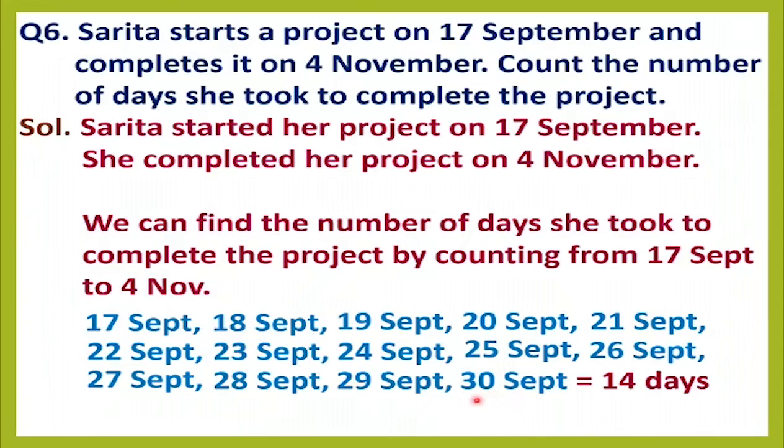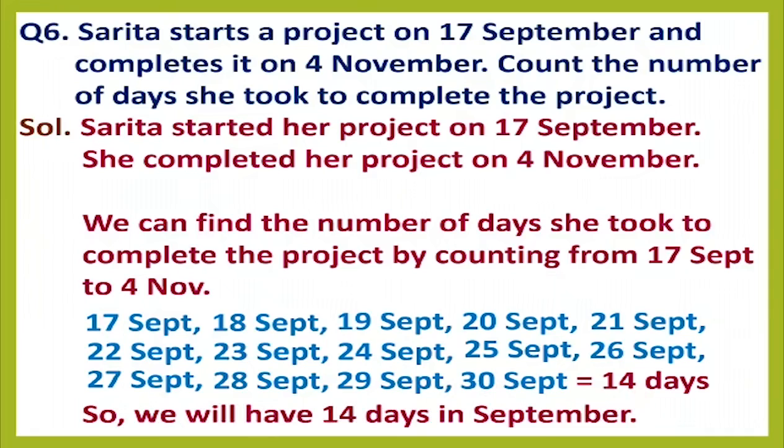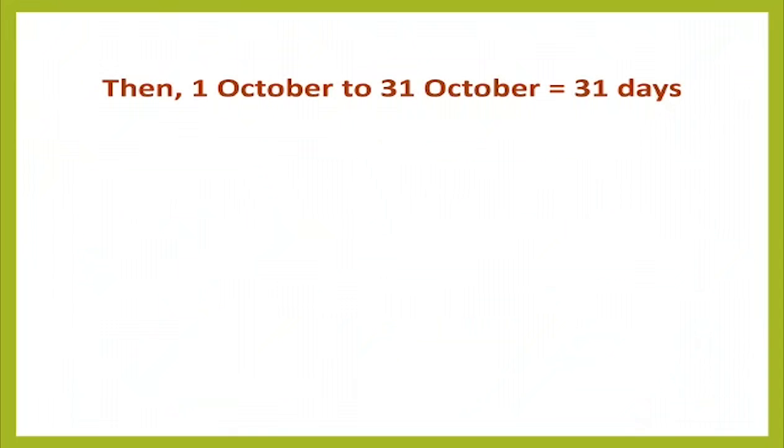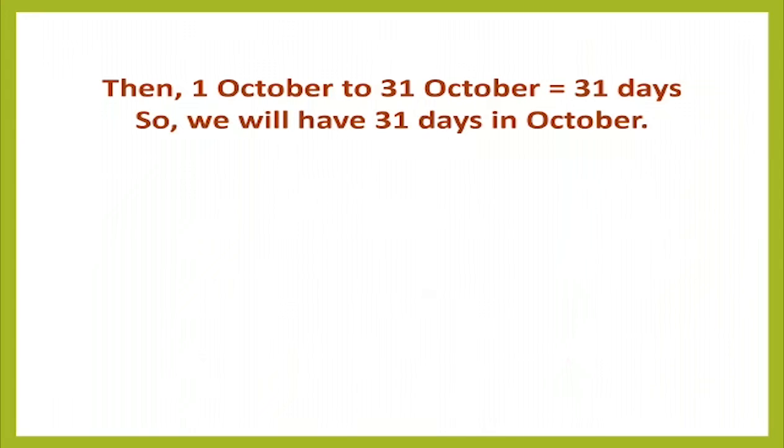So till 30 September we will count. From 17 to 30 September we have 14 days. Now after September we will have October. In October we have 31 days. So from 1 October to 31 October we will have 31 days in the month of October.